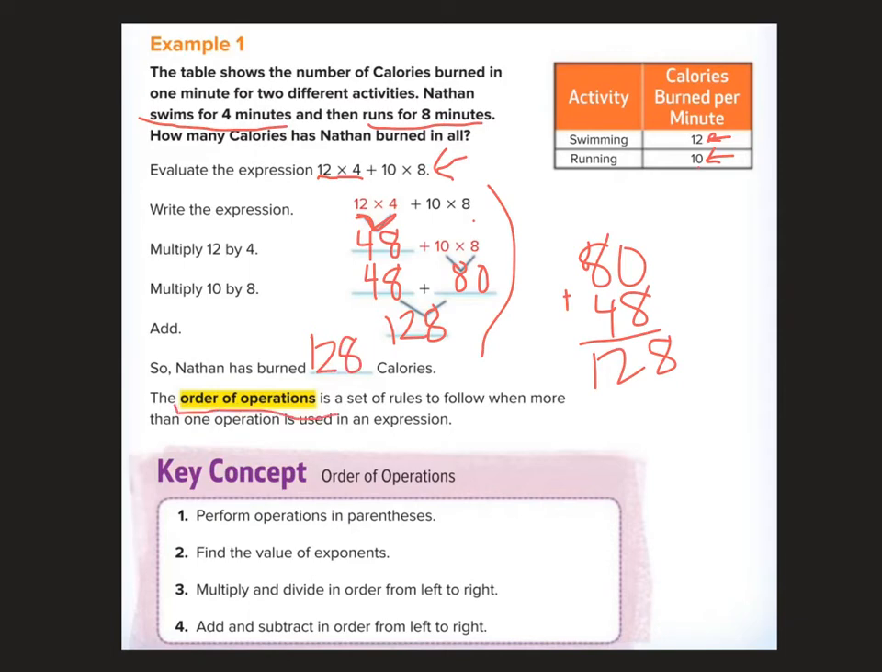The order of operations is a set of rules to follow when more than one operation is used in an expression.